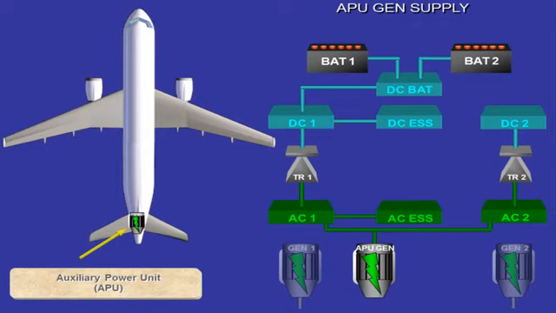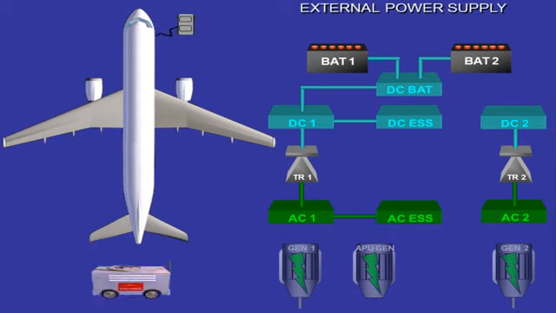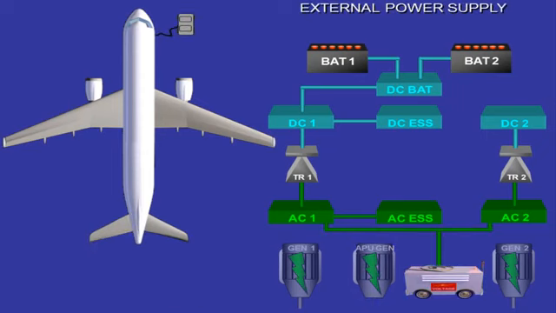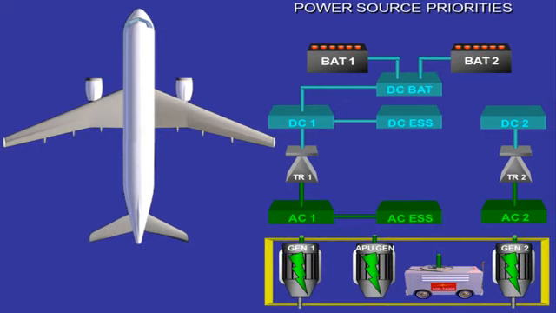The entire electrical network can also be supplied by the APU generator. On the ground, the aircraft electrical network can be supplied by an external power source. Any one of the power sources can supply the entire electrical network.